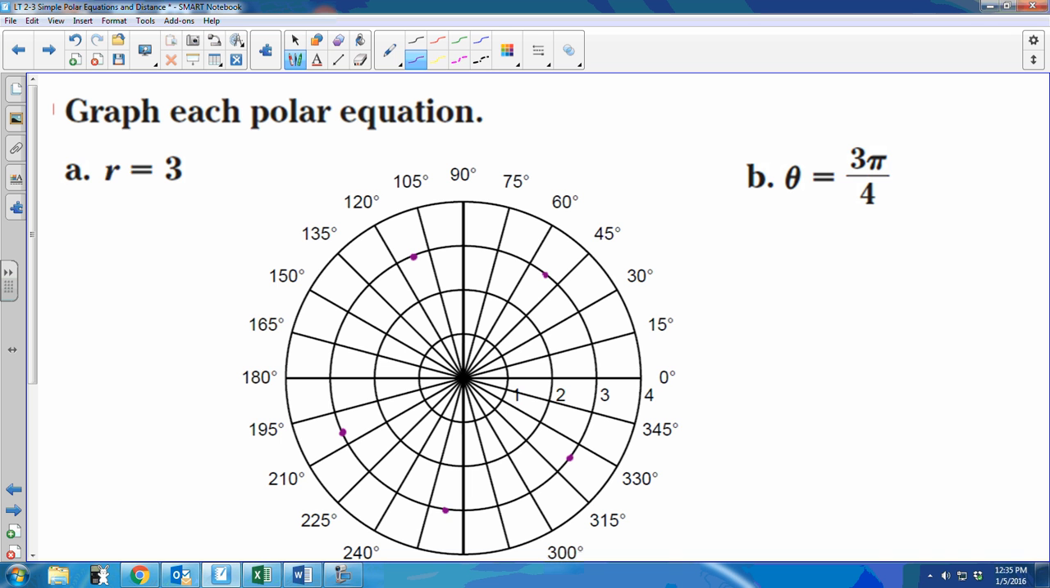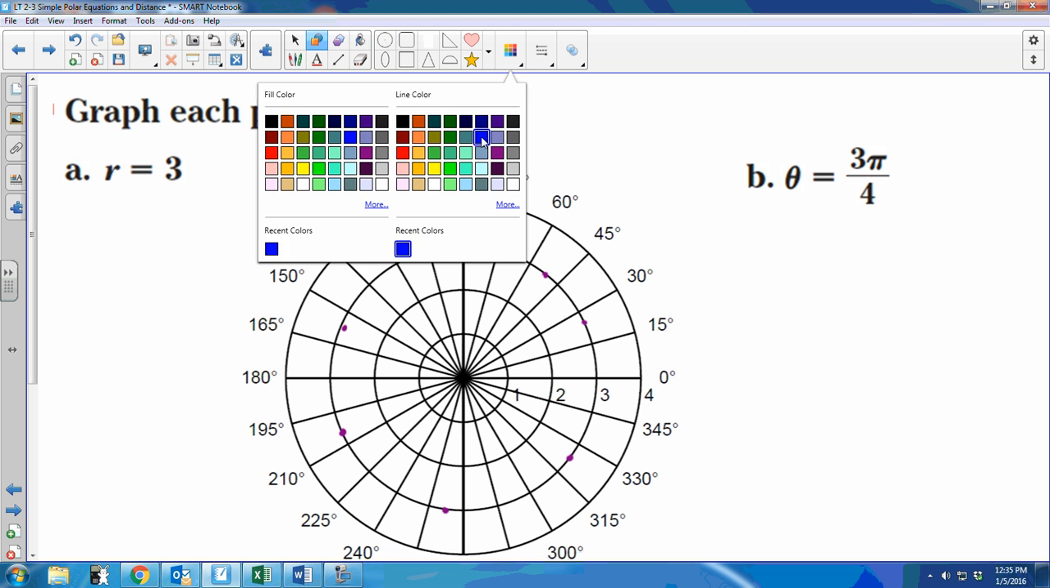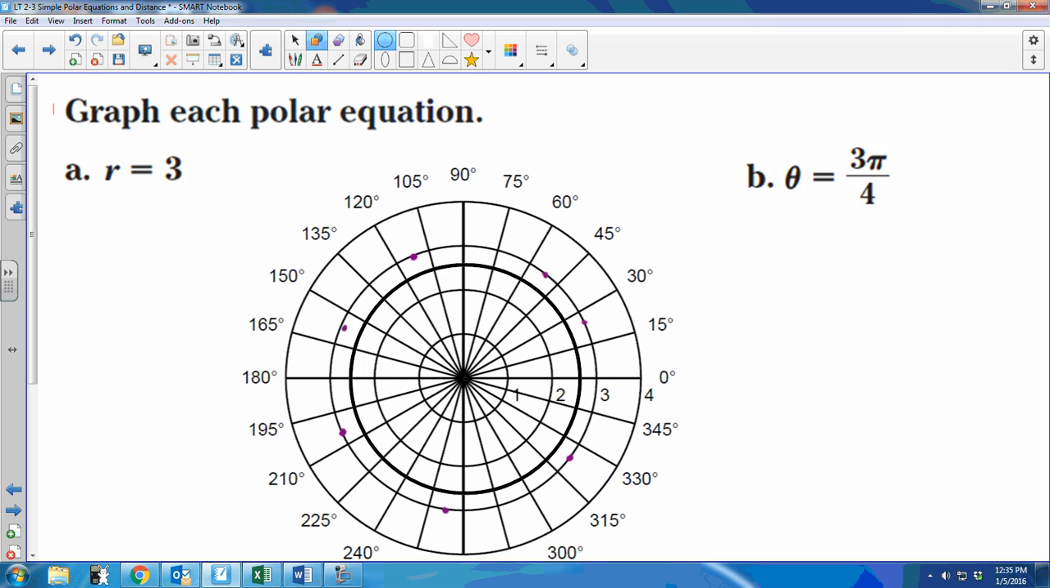So what shape is this going to make? A circle with a radius of 3. So if you have r equals a constant, well, that constant has to be the distance from the pole, so it has to make a circle. That's why I used the circle tool and didn't try to draw one. Questions about r equals a constant? Okay.